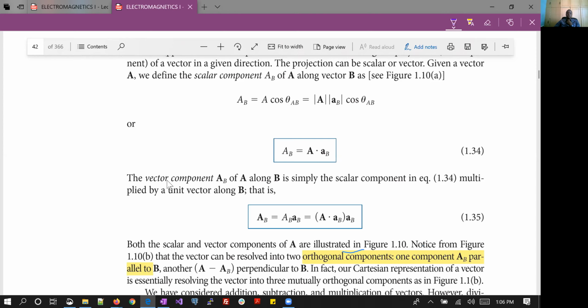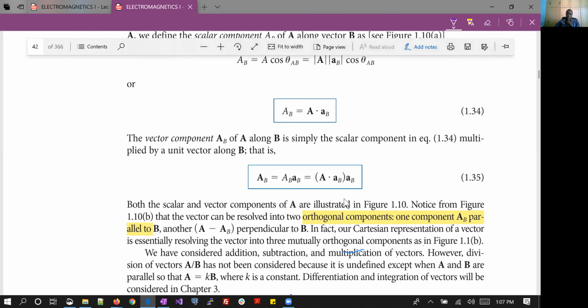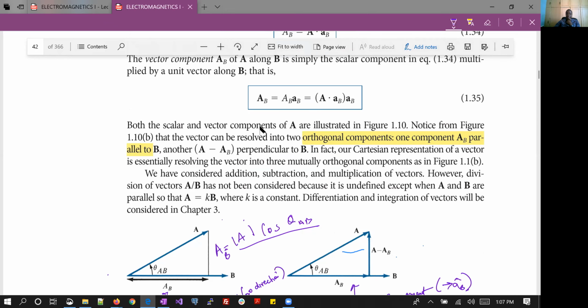However, you might now want to say the vector component AB of A along B is simply the scalar component multiplied by the unit vector of B. What we got earlier here, you multiply by the unit vector of B, and it simply becomes this. And as you can see, this will give you the vector because it is represented by the magnitude times the unit vector AB. So in summary, both the scalar and vector components of A are illustrated in figure 10, like we have seen here.